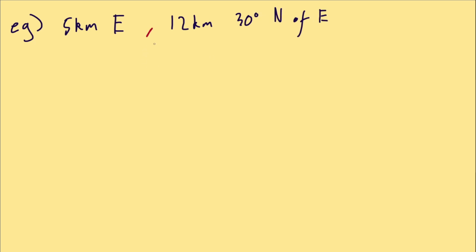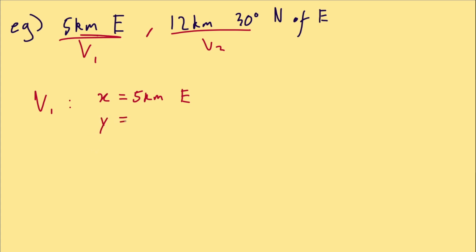Let's break this down. So first let's resolve each vector into its components. This value we'll call v1 and this value we'll call v2. v1 has these two components. The x is 5 kilometers east and it doesn't say he goes up or anything, so the y is just 0. Now v2 is a little bit more tricky.